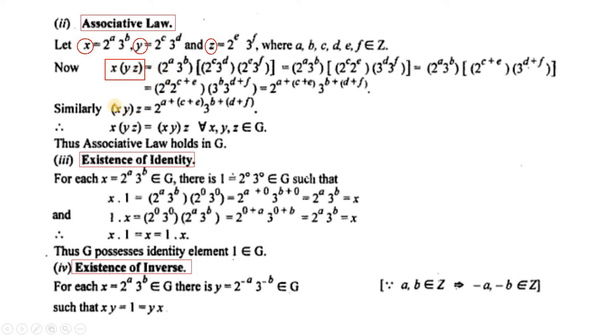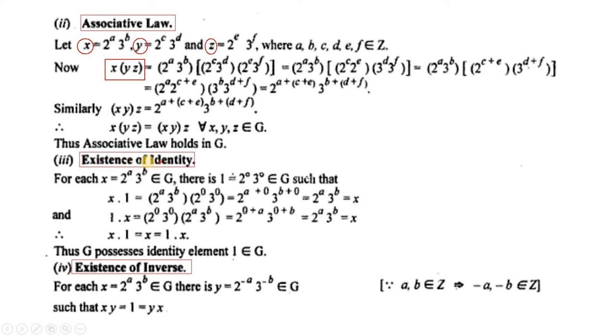Similarly the product xy into z, if we put the values of x, y, z and if we simplify, we will get this value. Here the right hand sides are equal, hence the left hand sides will also be equal. This is the associative law of multiplication for all x, y, z belonging to G. This associative law holds in set G.